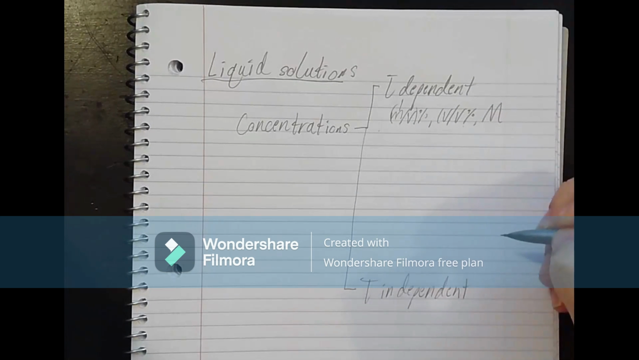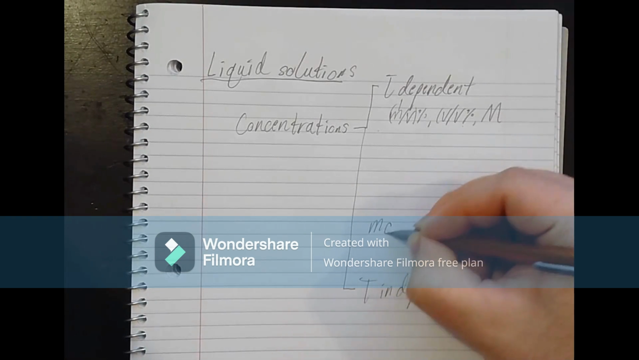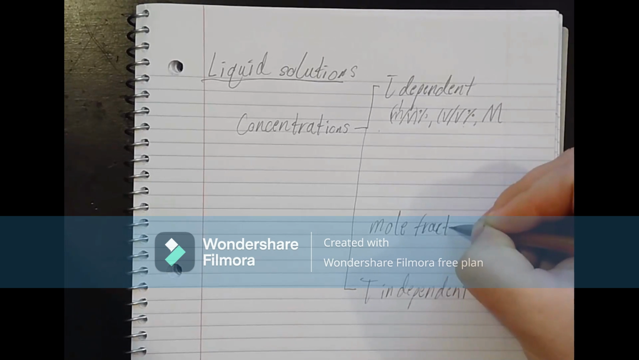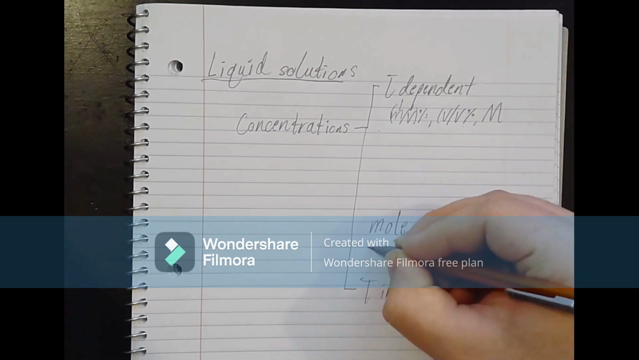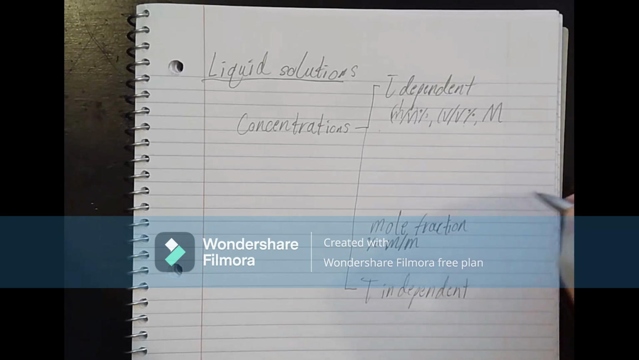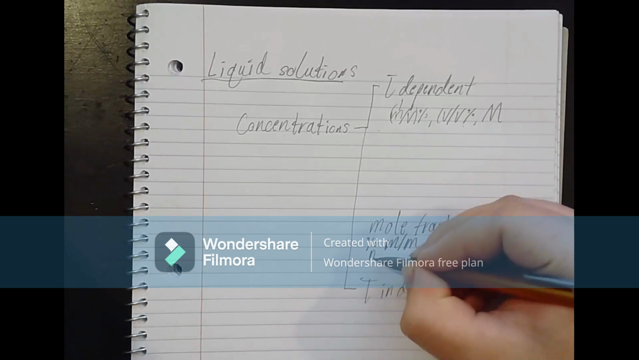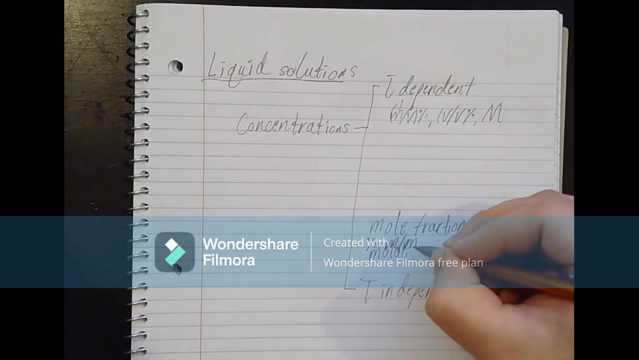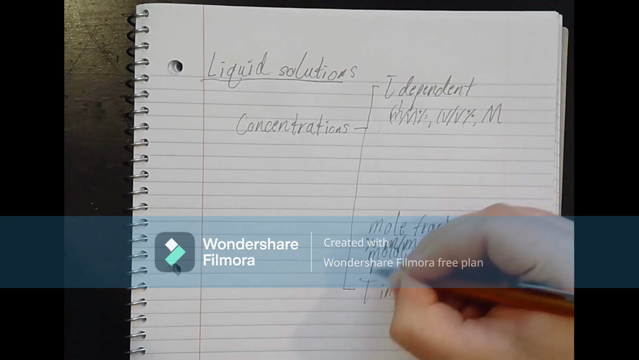Meanwhile, temperature independent concentrations will be things like mole fractions, percent mass composition, and things like molality, as well as normality, which we won't be talking about in this lecture.